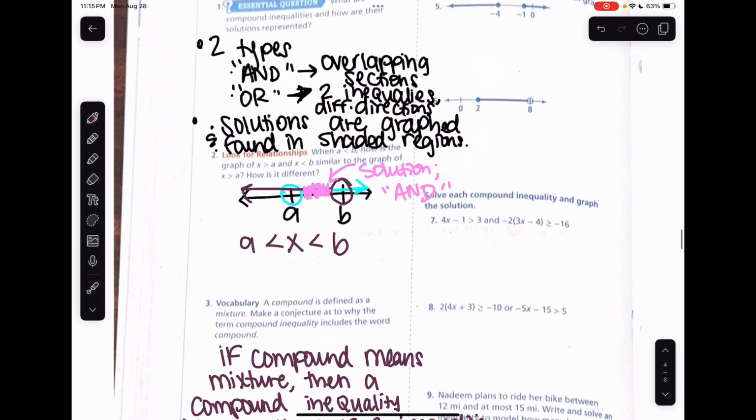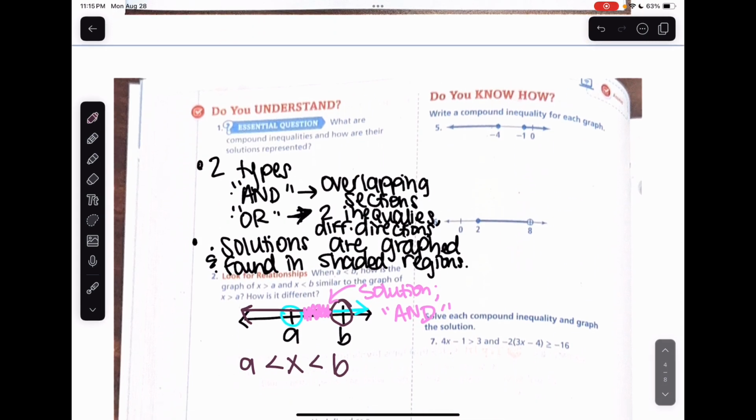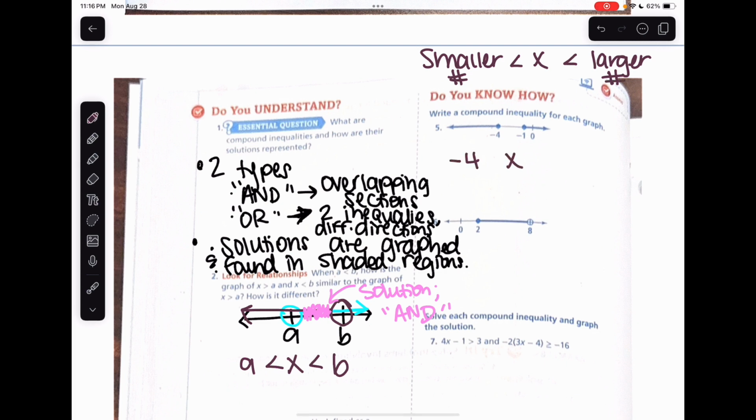All right, moving on to number 5. It says to write a compound inequality for each graph, and these are really easy. So graphing them, all you got to do is look at where the dots are. Right, we got a dot at -4 and a -1. Put the smaller number on the left, and whatever the inequality symbol is, got x in the middle, and the larger number should be on the other side. Okay, so my smaller number is -4, x in the middle, right? I'm just gonna put that there, and my larger number is -1.